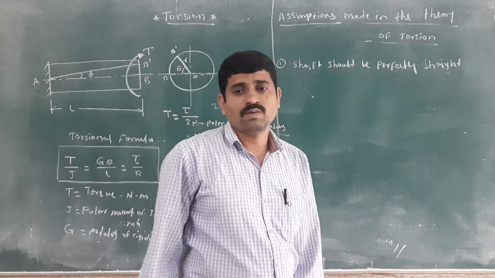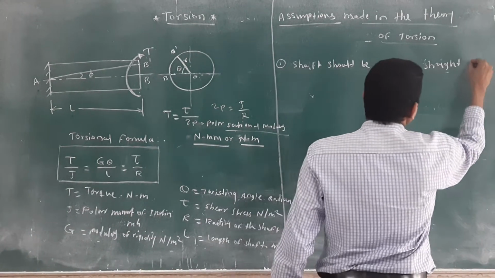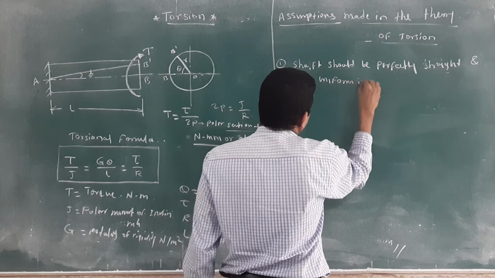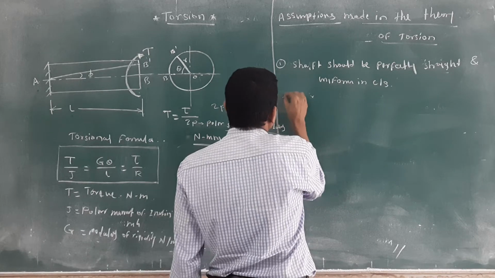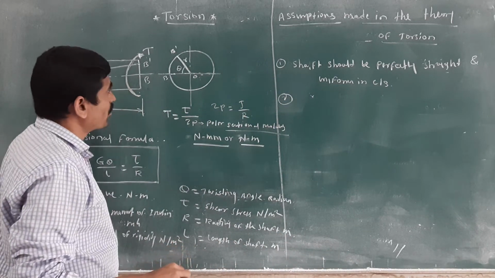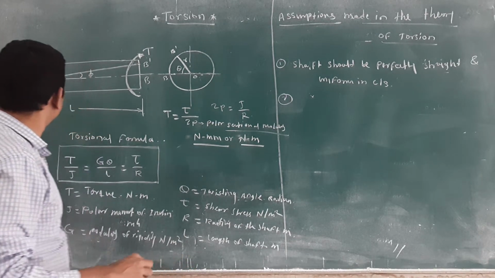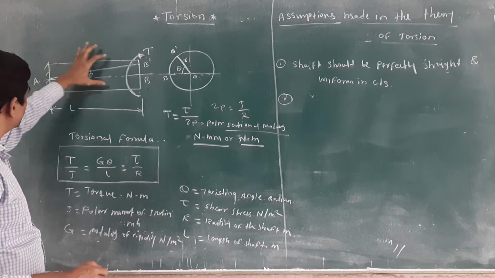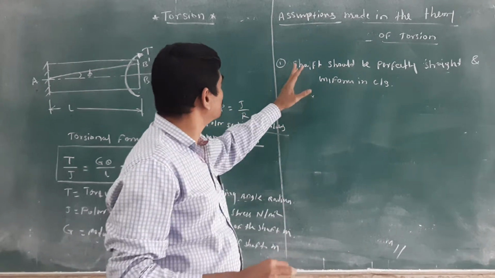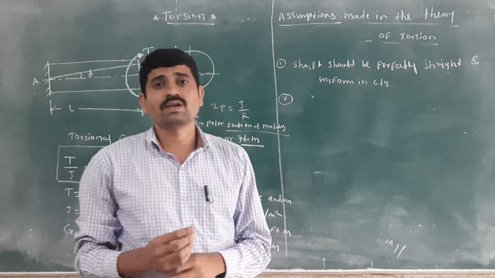Okay, the shaft should be perfectly straight and uniform in cross section. The shaft should always be perfectly straight, not bent, and uniform in cross section. If you check the cross section, you will get the same cross section along that shaft. This is the first assumption: the shaft should be perfectly straight and uniform in cross section.